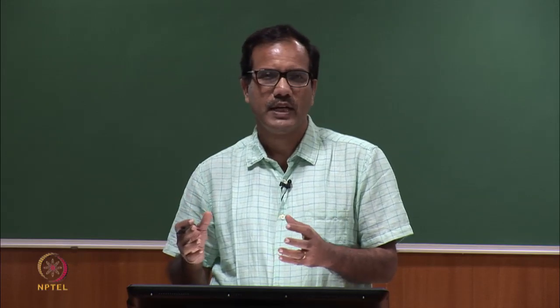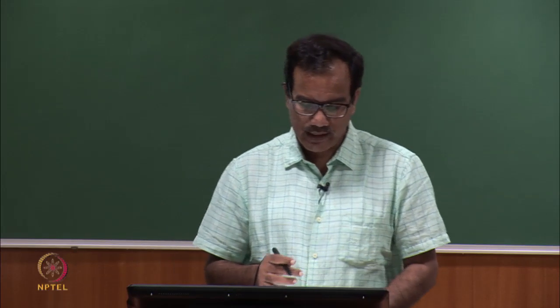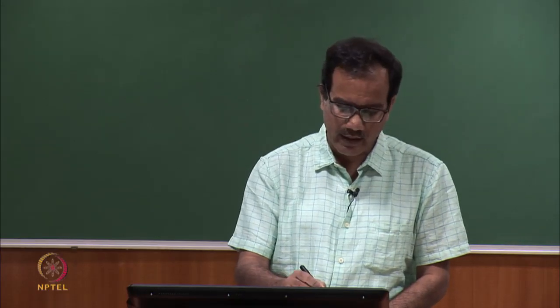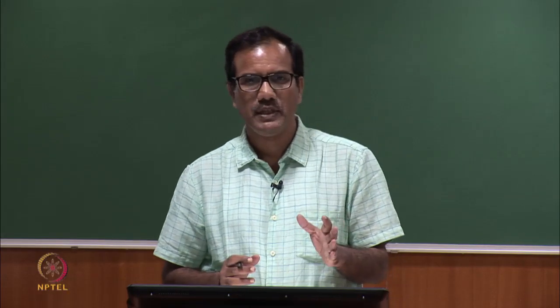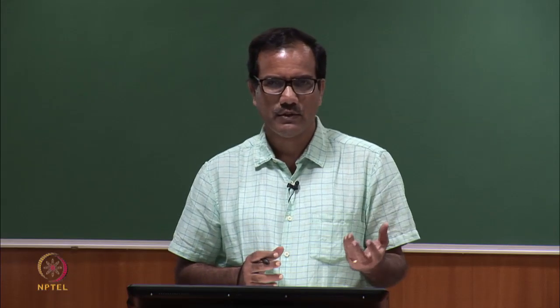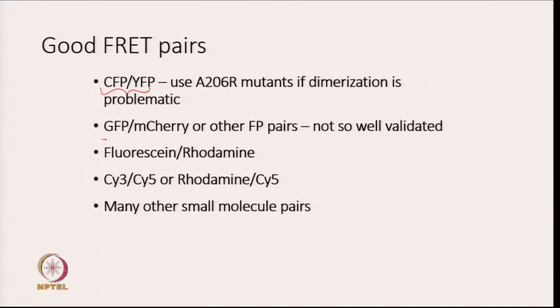But for that we need a very good pair of acceptor and donor, and a generally good FRET pair is CFP, YFP. So, one is used as a donor, another is used as an acceptor. GFP and mCherry are also used as a FRET pair. Fluorescein and rhodamine are used as FRET pairs. Cy3, Cy5 is used as a FRET pair, and there are other molecules which have been used as a FRET pair, but these four are examples of very good FRET pairs.